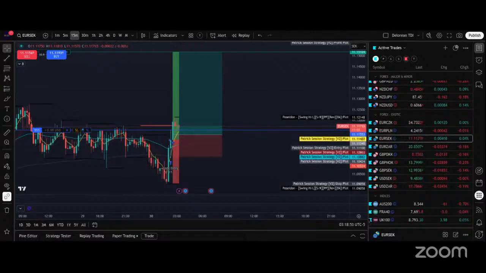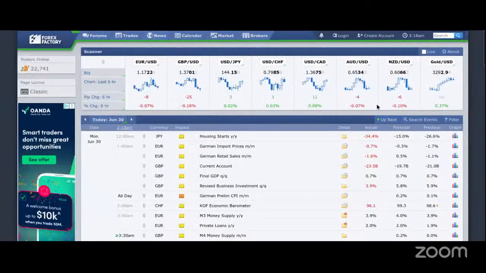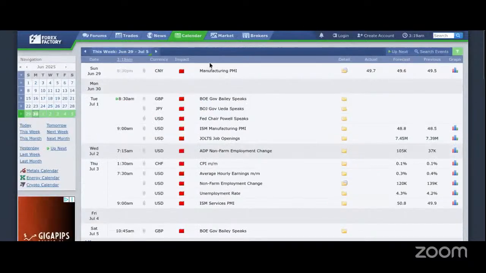Let's take a look. So a metric ton of major news. It is non-farm payroll week. So starting tomorrow, a lot of news. Of course, U.S. markets are closed on Friday, July the 4th. The rest of the markets will be open. So you can expect to see lots of fireworks for the next few days.